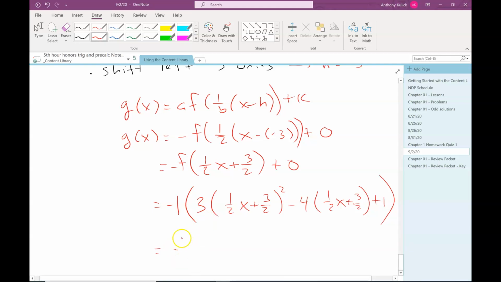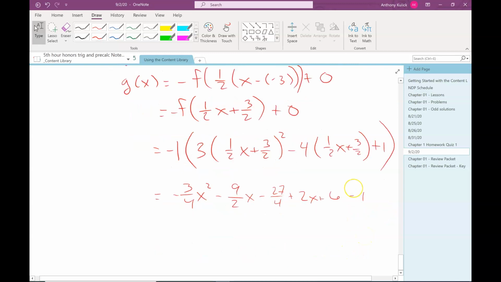So let's see. I have negative 3 over 4 x squared minus 3 halves times 3 is 9 halves x, 9 over 4, 27 over 4, minus 2x minus 6, oops, sorry, plus, and then that's minus. I think I did that right, I hope.